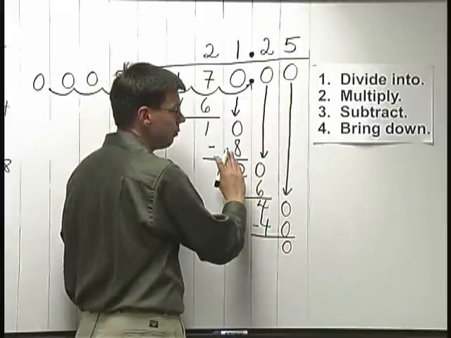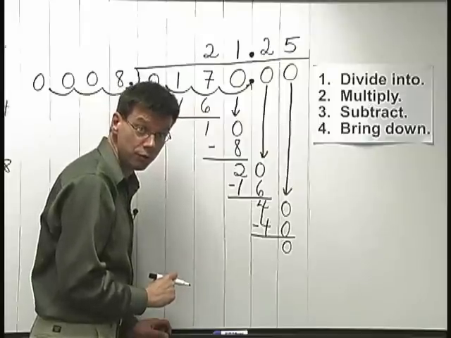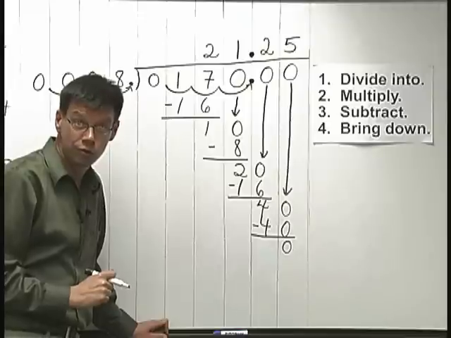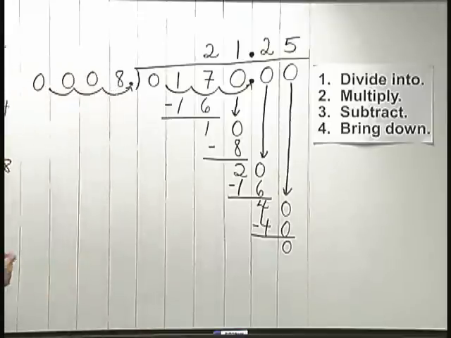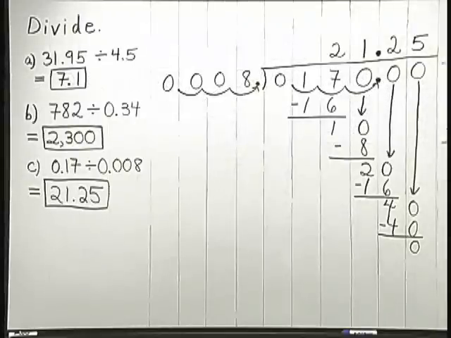I have no more numbers to bring down. I'm to the right of the decimal point. I have a 0 from subtraction, so I'm done with the long division. Our answer here is 21.25. I've added the answer to C to our list.